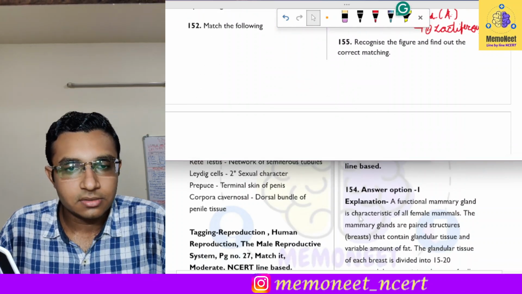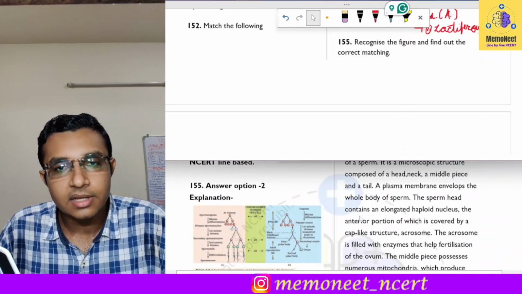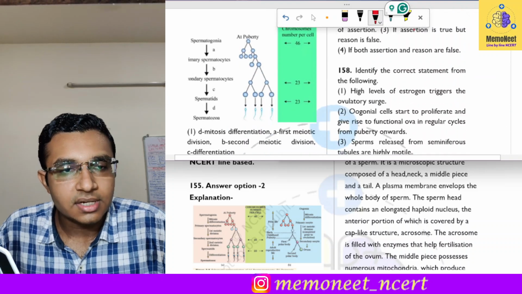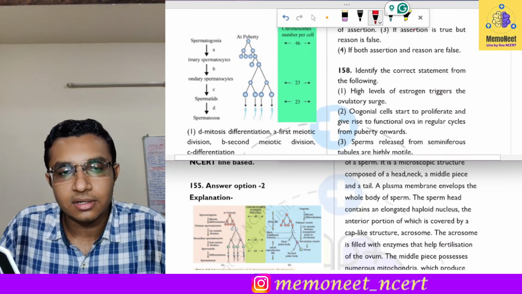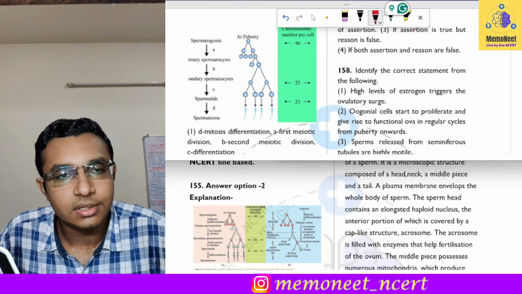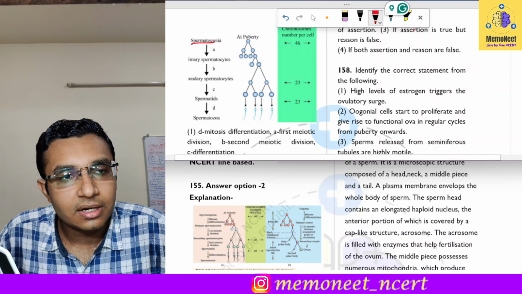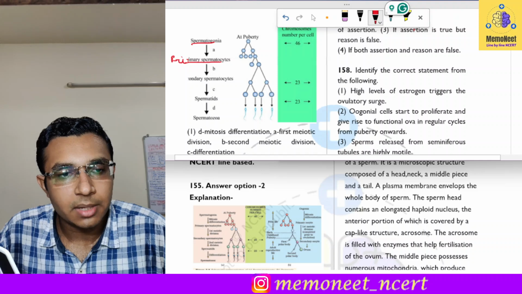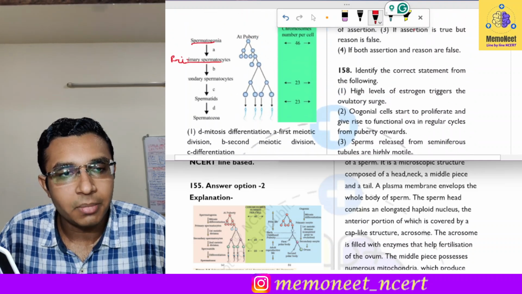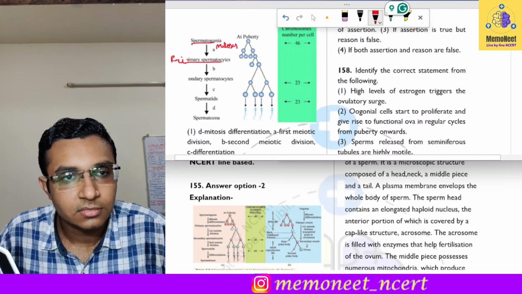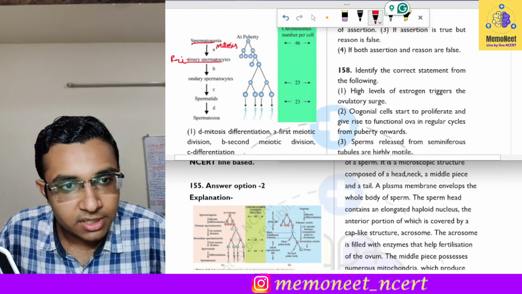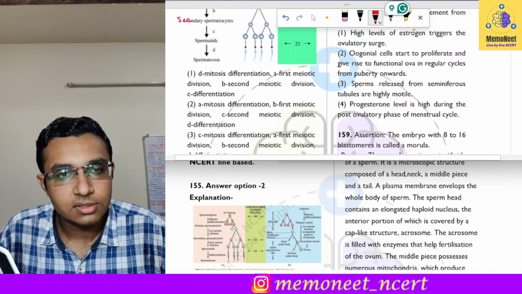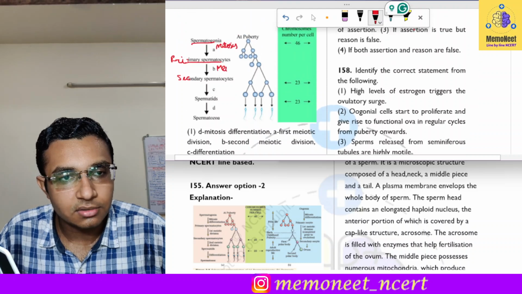Now moving on to the next question, that is question number 155. It states that recognize the figure and find out the correct matching. So it is a diagram based question and we have to find the correct labeling. So here first the spermatogonia are converted into primary spermatocytes by the process of mitosis. So mitosis takes place over here. Then the primary spermatocytes are converted to secondary spermatocytes by the process of meiosis. So that is the first meiotic division.